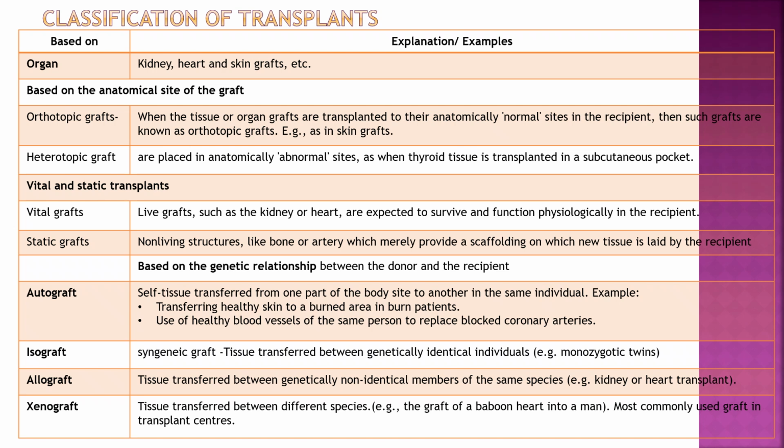Classification of transplants based on organ can be kidney, heart, skin graft. Based on anatomical site of graft: an orthotopic graft is when tissue or organ grafts are transplanted to their anatomically normal sites in the recipient. Such grafts are known as orthotopic grafts, for example skin grafts. Heterotopic grafts are placed in anatomically abnormal sites, as when thyroid tissue is transplanted in the subcutaneous pocket.